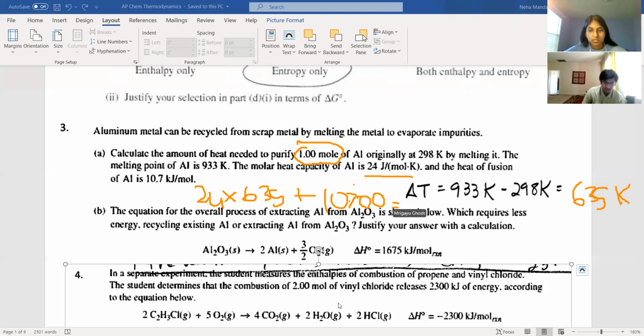About 25.6 kilojoules. No, 0.9. Oh, sorry. I don't know what I was thinking. 25.9 kilojoules. Okay. Yeah.